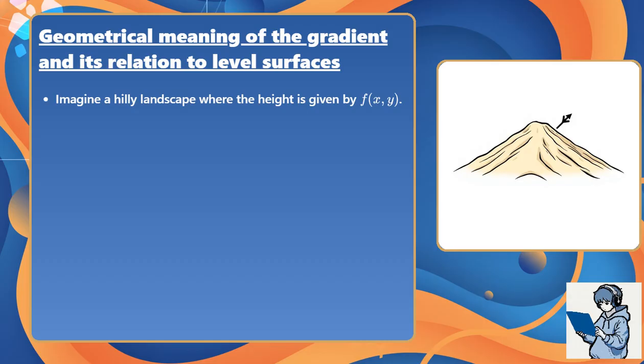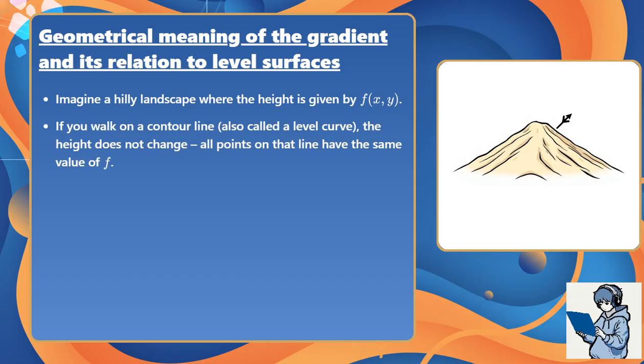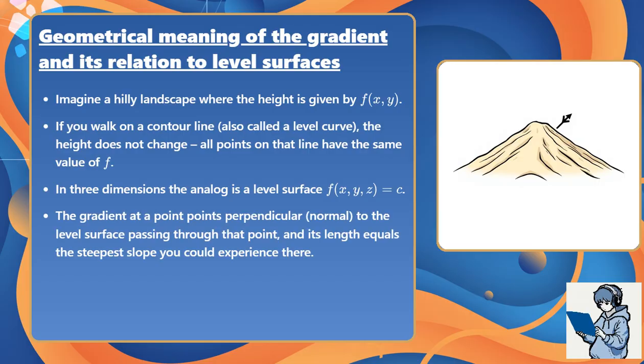Imagine a hilly landscape where the height is given by f of x, y. If you walk on a contour line, also called a level curve, the height does not change. All points on that line have the same value of f. In three dimensions, the analog is a level surface f of x, y, z equals c. The gradient at a point points perpendicular, normal, to the level surface passing through that point, and its length equals the steepest slope you could experience there.